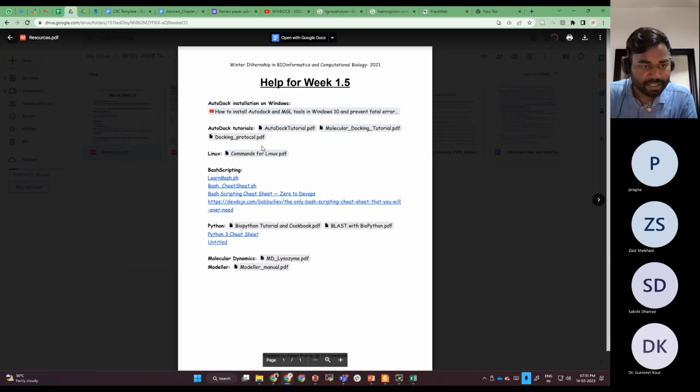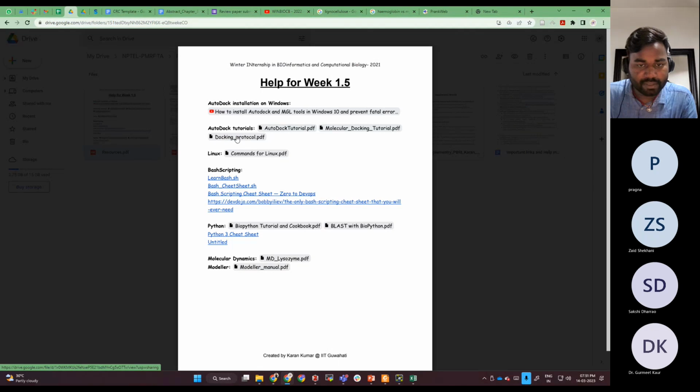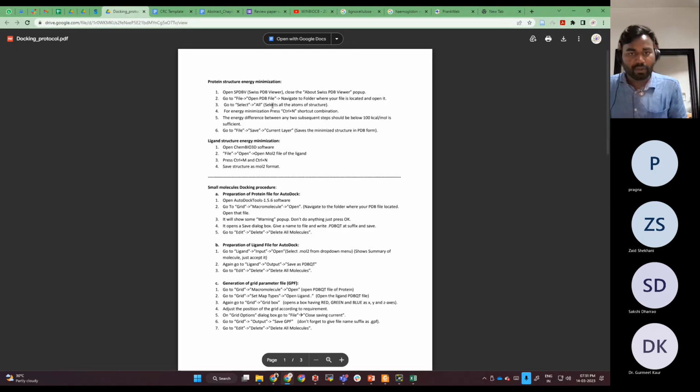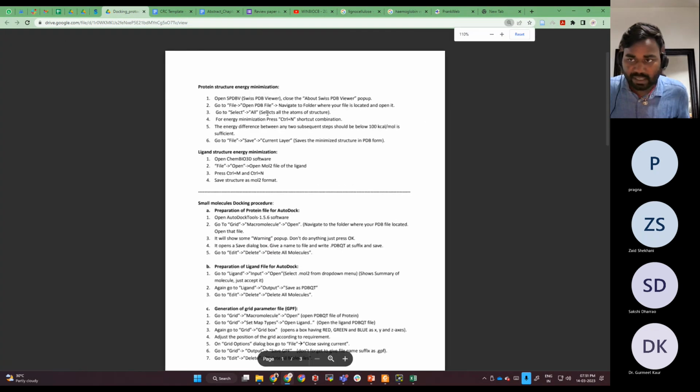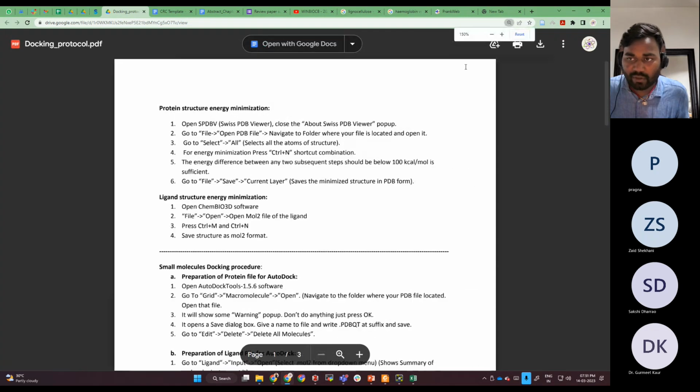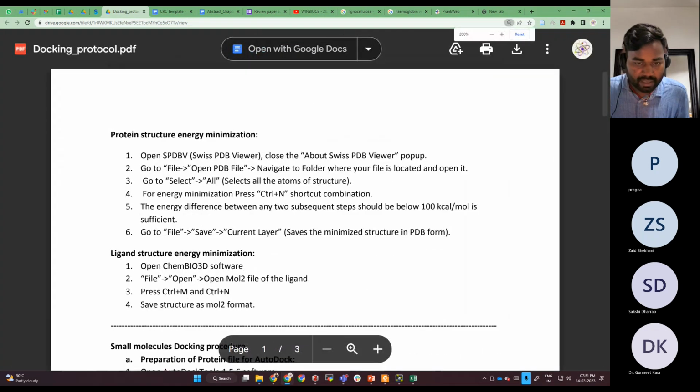These things I have shared with all of you. If you like, move to the folder, then you will be able to see the docking protocol. How do you do the docking? For docking, you will need a protein structure. Then you open that in the Swiss PDB viewer, and the first thing is to minimize the energy of your protein molecule.